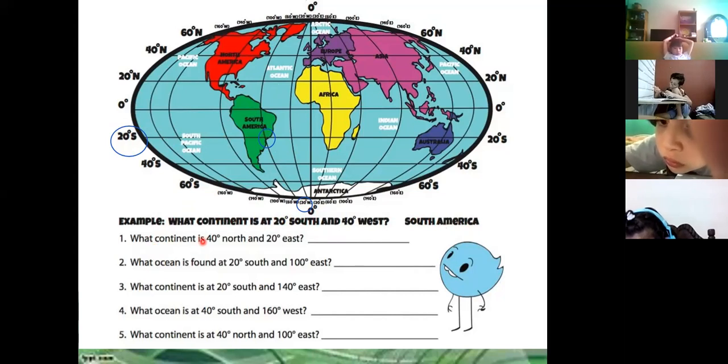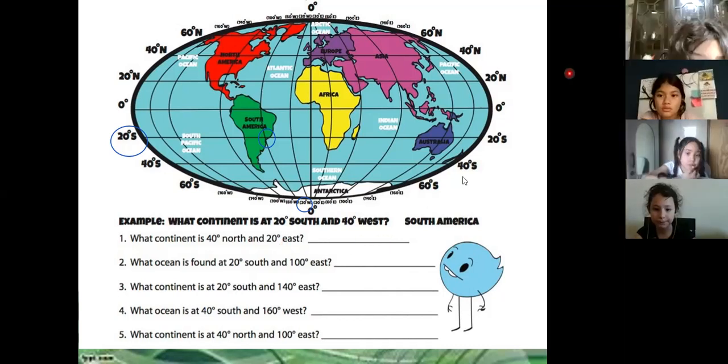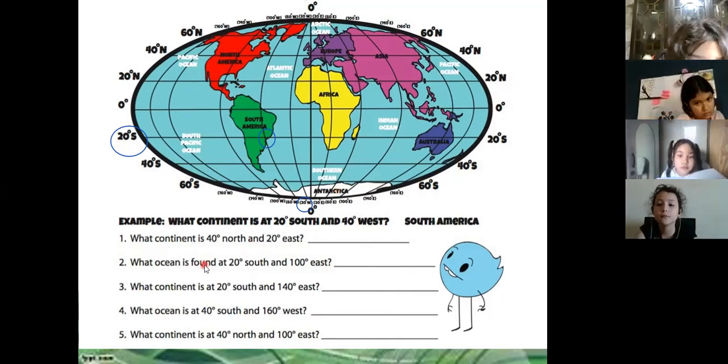Now, what happened with number 1? It's asking me 40 north. Now we need to check where is 40 north and 20 east. Who knows which continent is at 40 north? Remember, we check 40 north, it's latitude. So we look for the lines that are latitude.